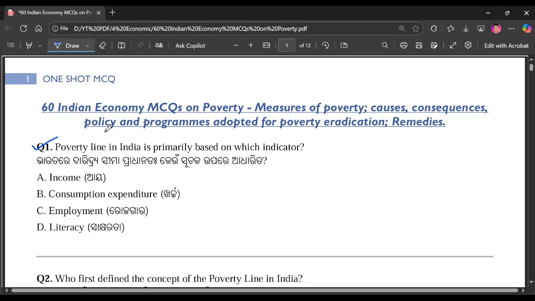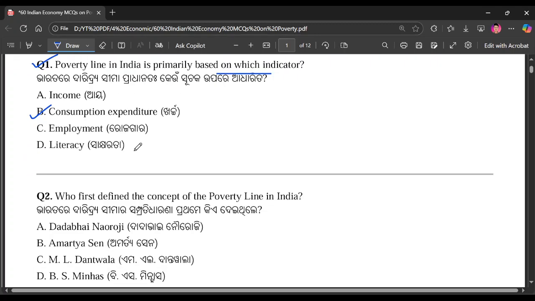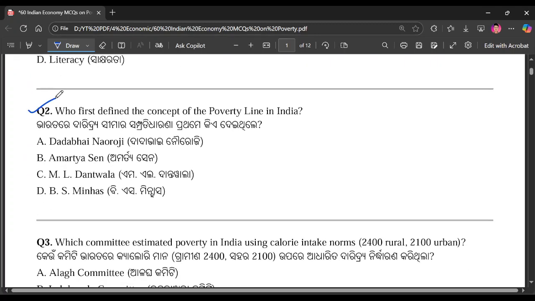Question number 1: Poverty line in India is primarily based on which indicator? Right answer is option number B. Question number 2. Who first defined the concept of the poverty line in India? Right answer is option number A.